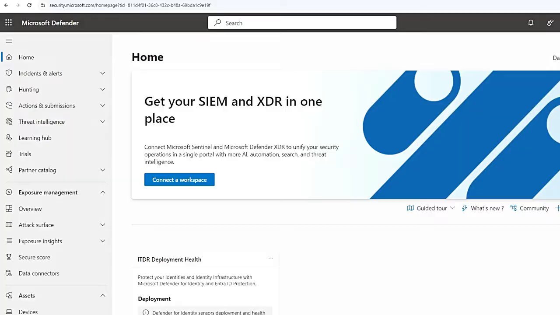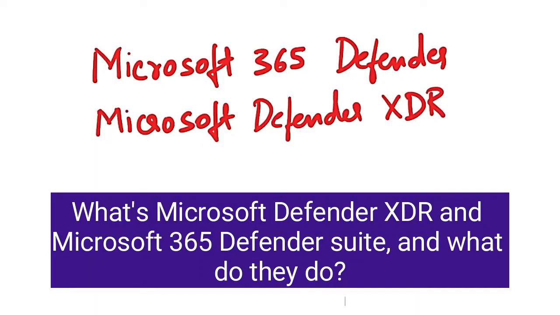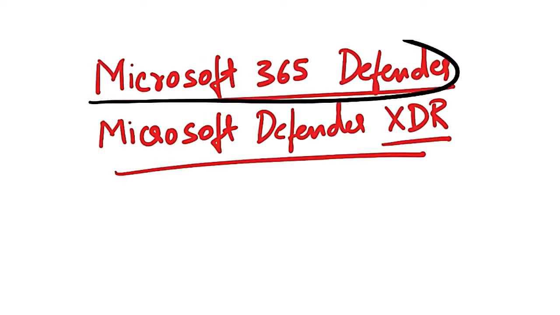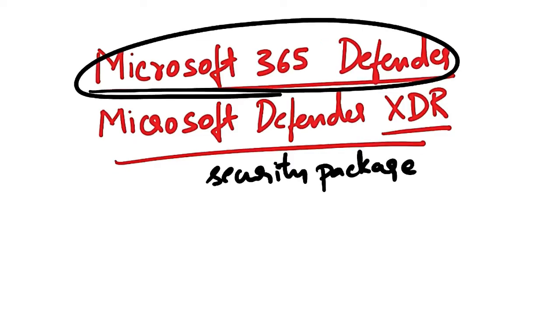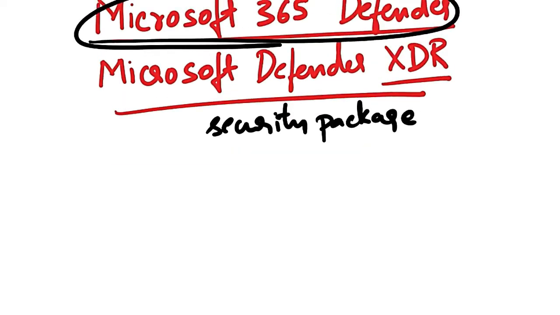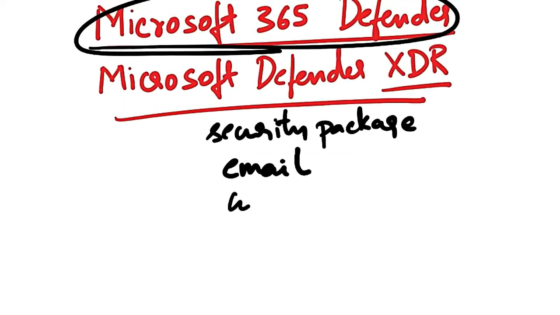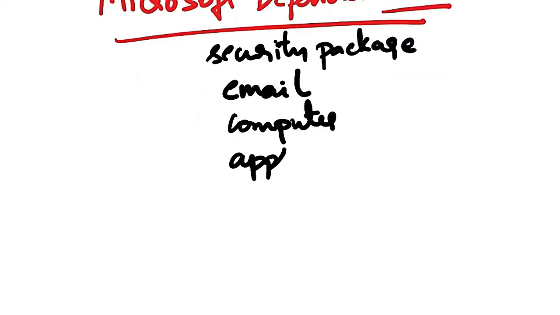So let's start. The first question is, what's Microsoft Defender XDR and Microsoft 365 Defender Suite, and what do they do? What are the services they provide? Let's begin with Microsoft 365 Defender. This is a security package from Microsoft that protects different parts of your digital life, like, for example, your email, your computer, your applications, and your online accounts.